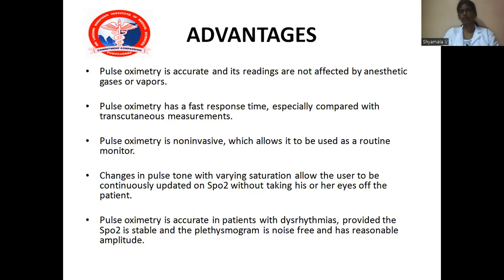The advantages of pulse oximetry is it is accurate and the readings are not affected by anesthetic vapors or gases. It has a fast response time, especially compared with transcutaneous measurements. It is non-invasive, which allows it to be used as a routine monitor. And pulse oximeter is accurate in patients with distant arrhythmias provided the SpO2 is stable. The plethysmogram is noise-free and has a reasonable amplitude. Changes in the pulse rate tone with varying saturation level allow the user to be continuously updated without taking his or her eyes off the patient.